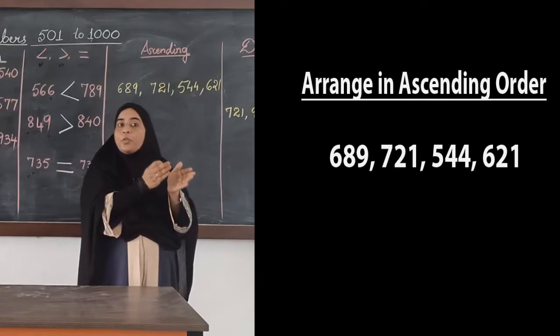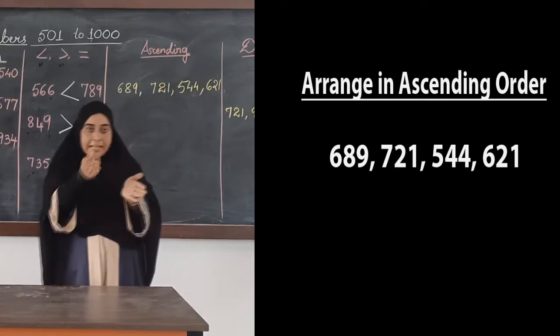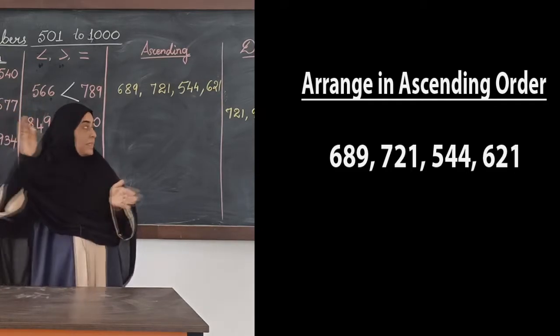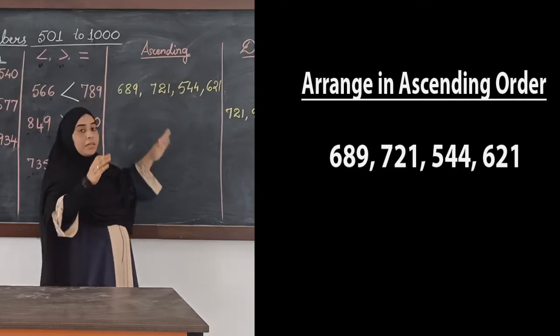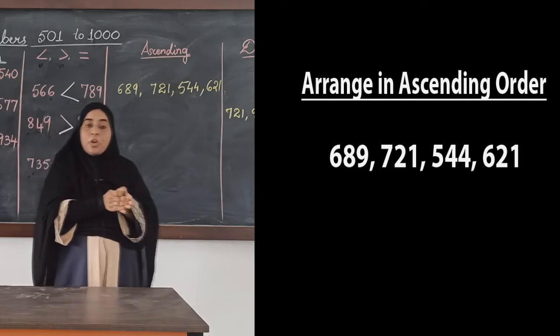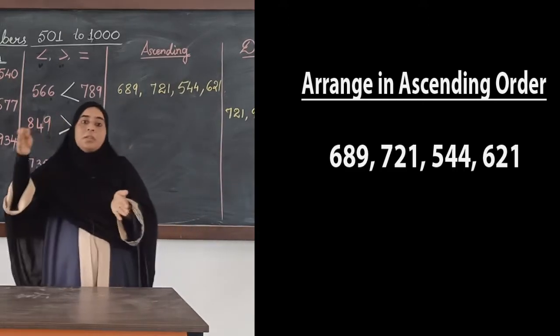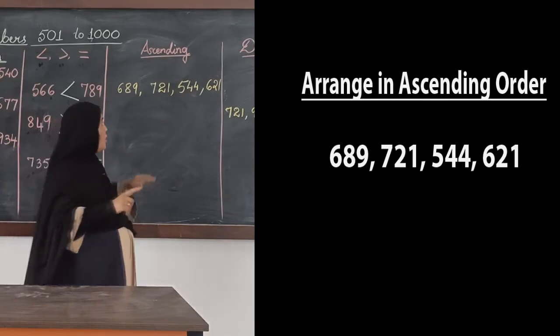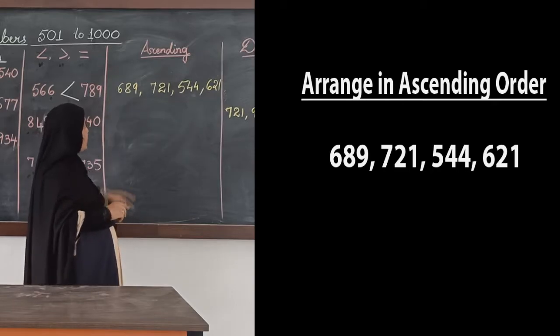That means first we are going to write the smaller number, then the next greater number, the next greater number, and the last greater number. Since I have 4 numbers written over here, I will arrange these numbers from smaller number to greater number. That is called ascending order. Okay. So which is the smallest number? Let's try to find out.